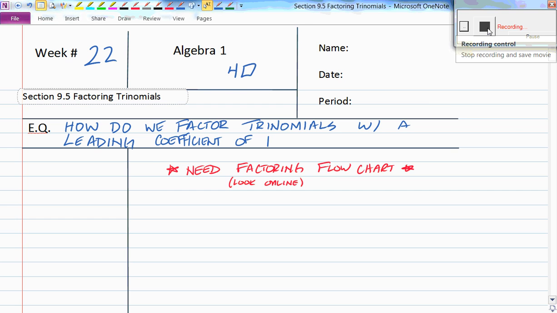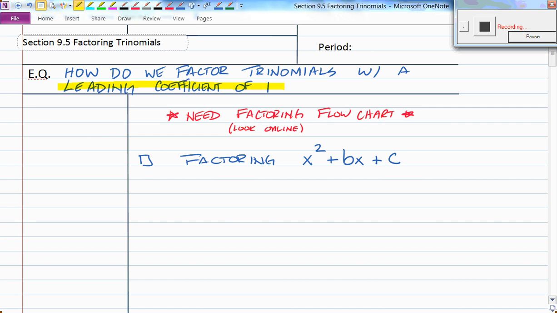Leading coefficient of 1. Okay, here we go. Everybody good to go now? Yes? Everybody's good to go?